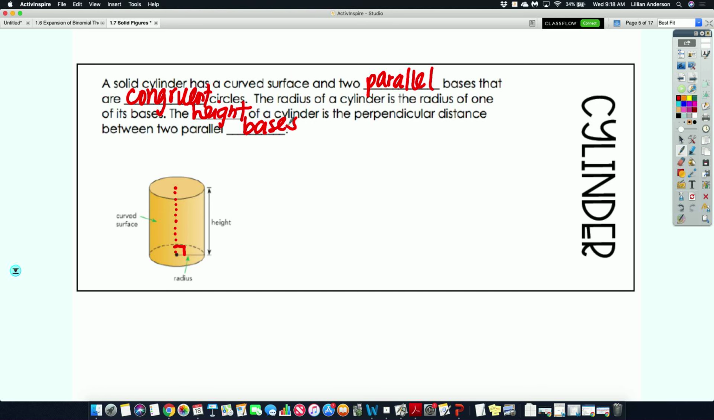Okay? You're not going to be working with too many oblique solids where they are slanted. Majority of them are going to be right. Okay? Right cylinders, right pyramids, etc.